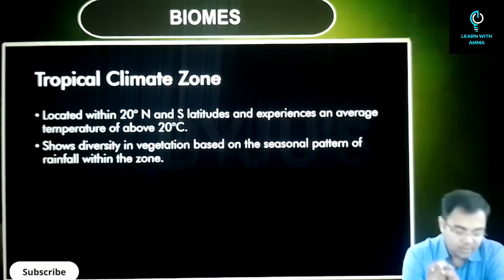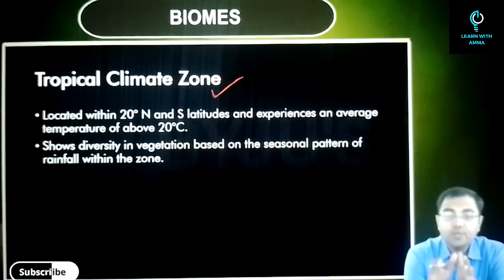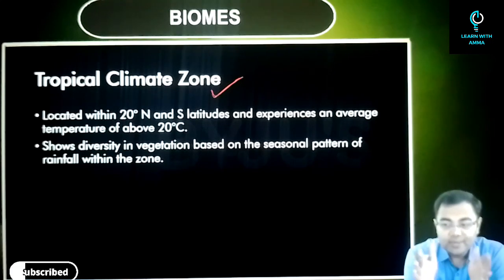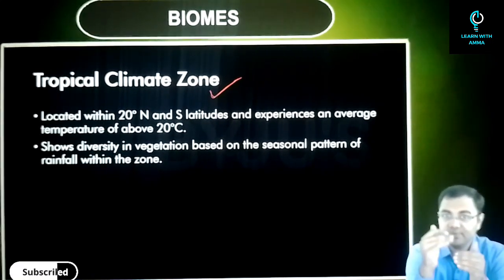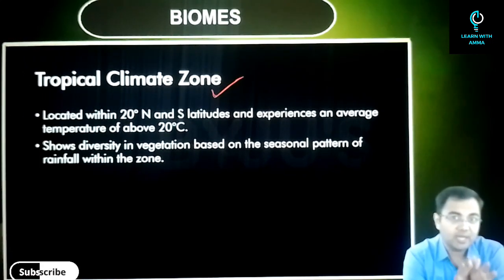So first to start with, we have the tropical climatic zone. When we talk about the tropical climate zone, what you will observe here is that these are the zones which lie in 20 degrees north to 20 degrees south latitudes, basically between the Tropic of Cancer and the Tropic of Capricorn. This is where we observe this kind of climatic zone.